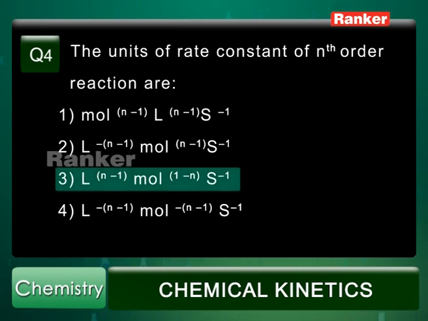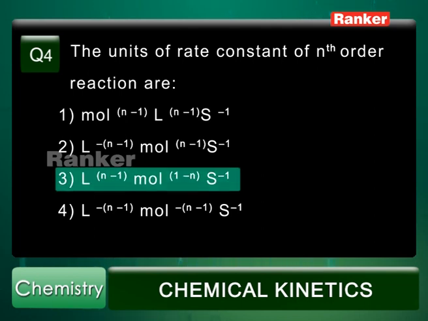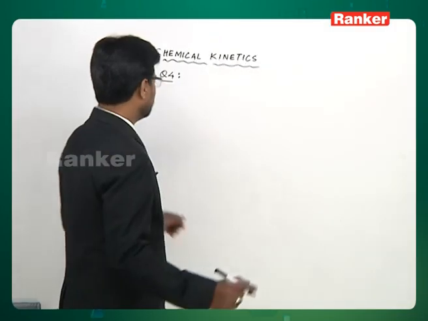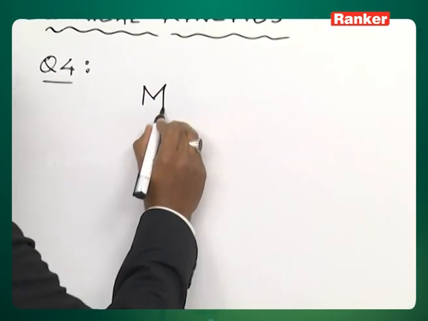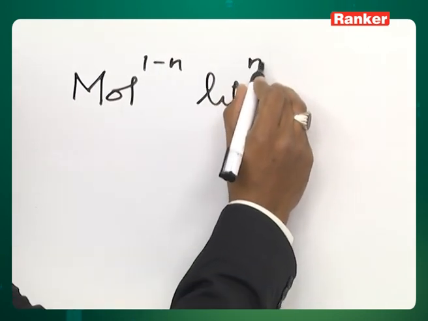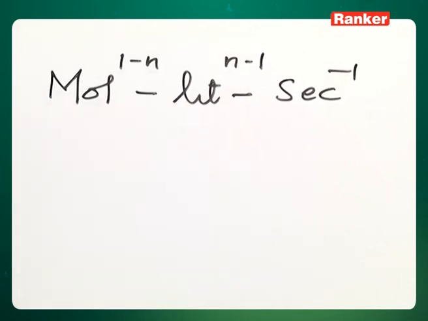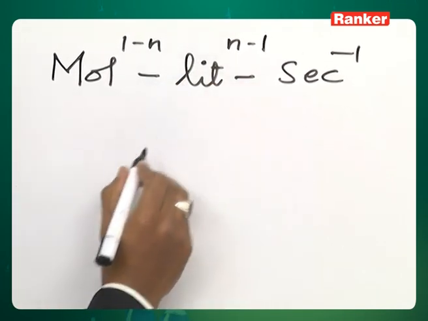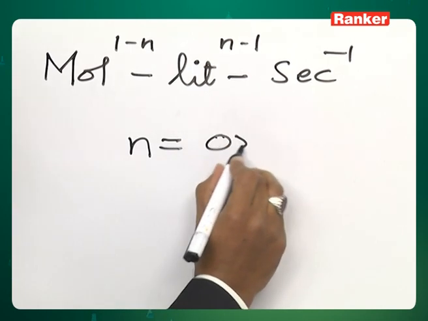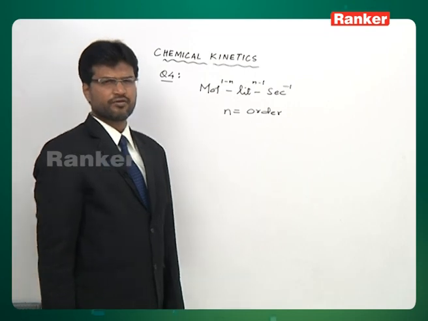The correct answer is the third option, that is liter per n minus 1, mole per 1 minus n, and second inverse. This is a generalized formula where n is the order of reaction. I'll write it here. Mole per 1 minus n, liter per n minus 1, second inverse. This is the generalized unit of rate constant for nth order reaction. N is the order of reaction. Correct answer is therefore the third option.